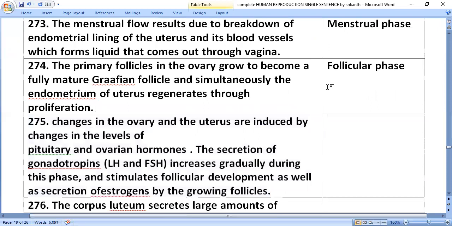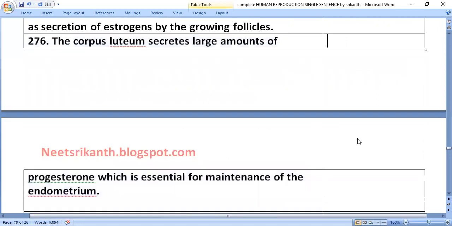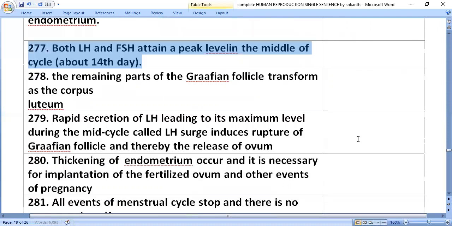Changes in the ovary and the uterus are induced by changes in the levels of pituitary and ovarian hormones. The secretion of gonadotropins increases gradually during this phase and stimulates follicular development as well as secretion of estrogens by the growing follicles, that is follicular phase. Corpus luteum secretes a large amount of progesterone, which is essential for the maintenance of endometrium, that is luteal phase.